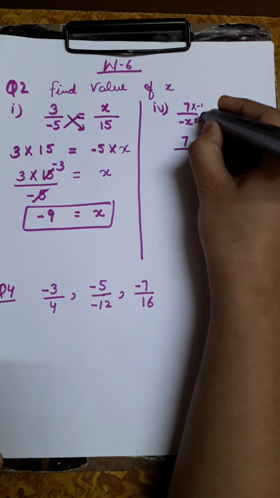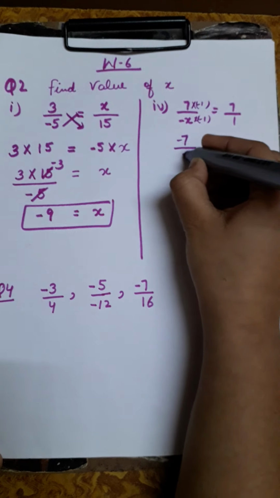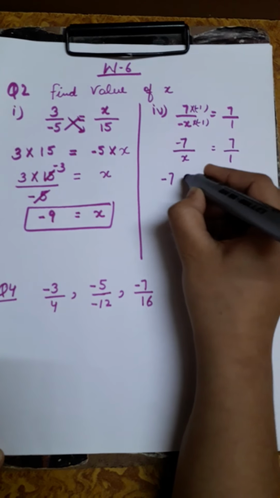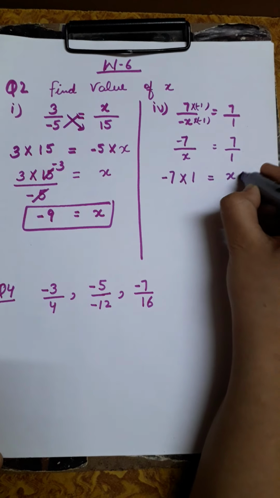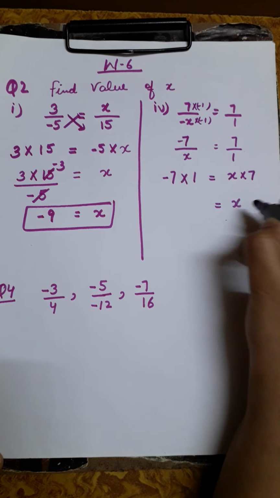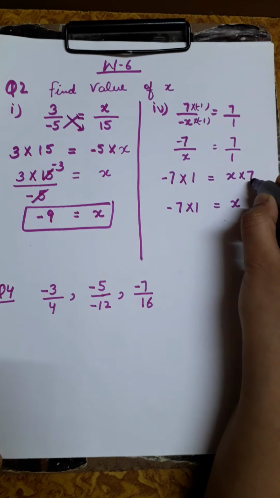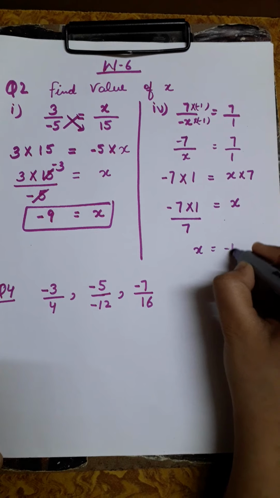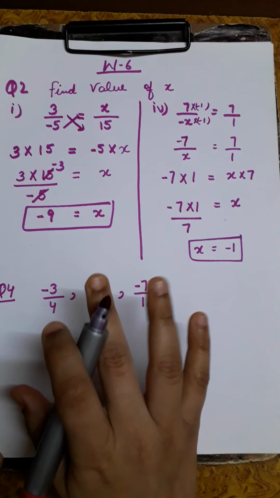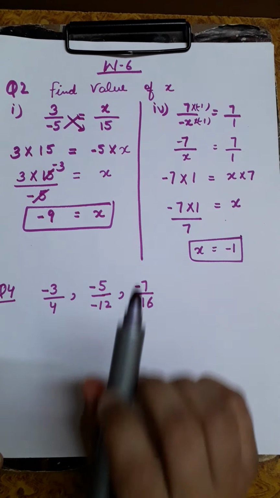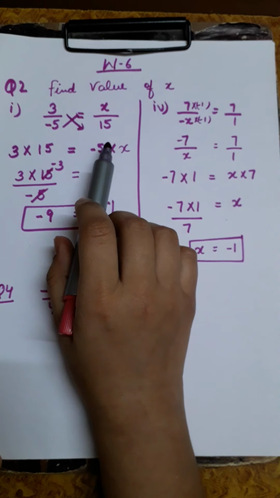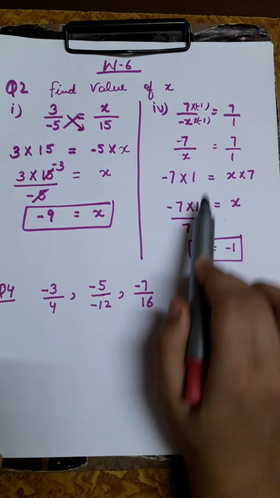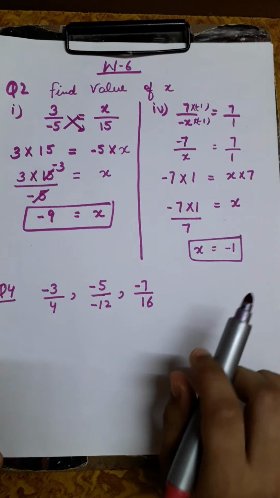So what will come? Minus 7 upon x is equal to 7 upon 1. Now you will cross multiply and you will see minus 7 multiply 1 is equal to x multiply 7, and then x is equal to, the 7 here is in multiplication and it will go in division on the other side. So the value of x will be minus 1. If in the exam we have to solve the question, we can do it by any of the methods. Either we can directly cross multiply and find the value of x, or we can first make the denominator positive and then cross multiply. The answer will be the same in both cases.